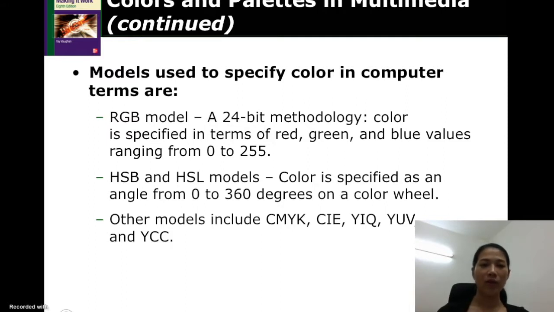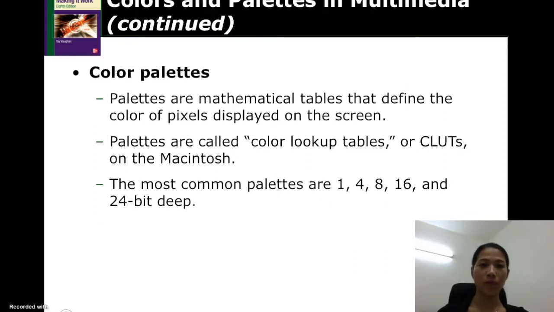Now we have the HSB and HSL models. Color is specified as an angle from 0 to 360 degrees in the color wheel. Sometimes when you don't use the color palette that comes in a grid form, you can use the HSB or HSL model that comes in a cone form, so you can rotate around to choose the specific color that you want. Models include the CMYK, of course, the CIE, YIQ, YUV, and YCC.